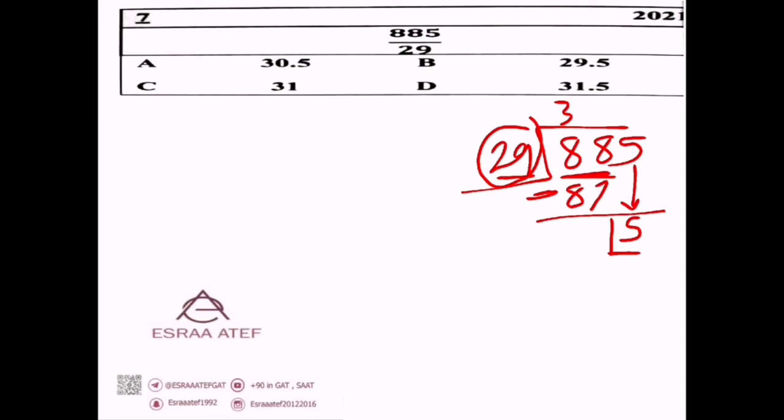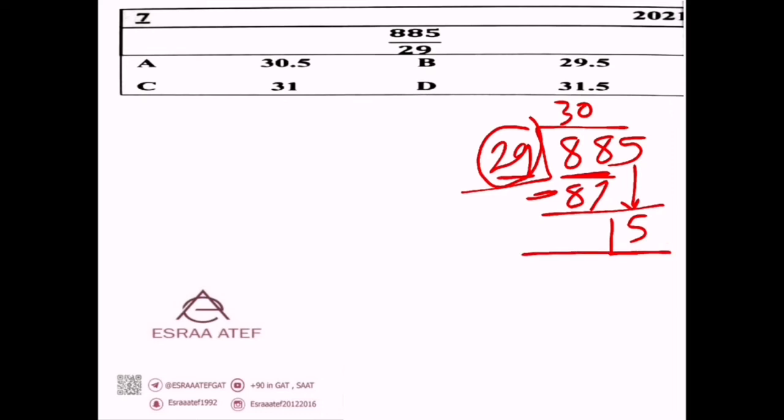Okay, but don't forget that if we can't divide by it, we will put 0 instead. So first we have 1. We can't divide 1 by 29, so we will put 0. Then we bring down the 5.